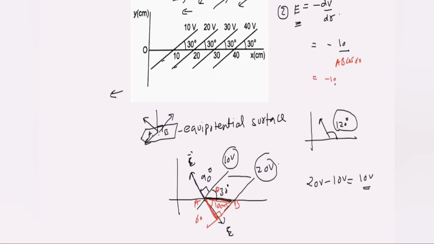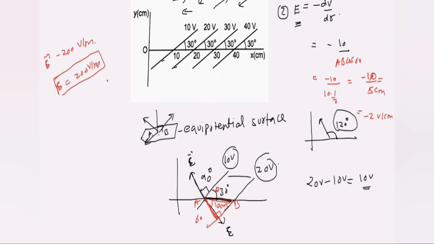Means E will be equal to minus 10 upon AB, which is 10 centimeter, into cos 60° is 1 upon 2. It will be minus 10 upon 5. It means equal to minus 2 volt per centimeter. If I convert it into meter, then what will it become? It will be minus 200 volt per meter. Alright. So this is my electric field. If I take the magnitude, it will become E is equal to 200 volt per meter. So this is our solution of this question.